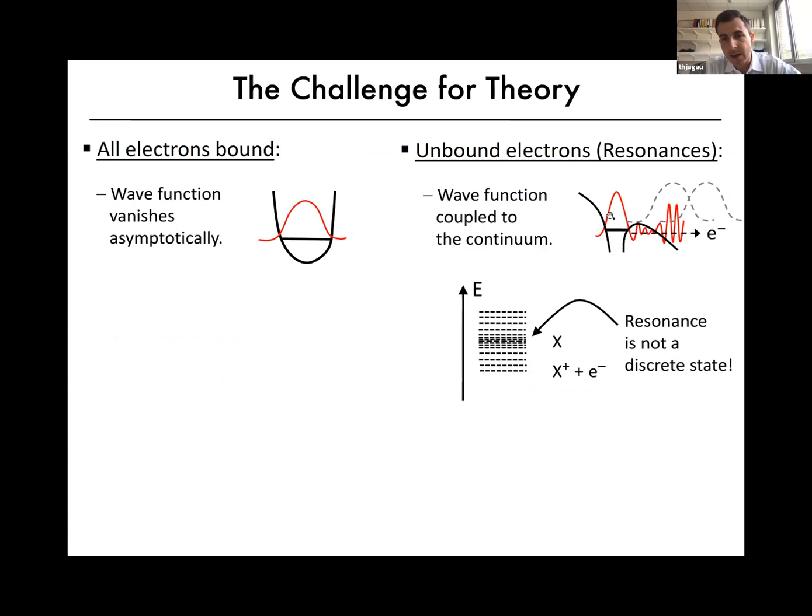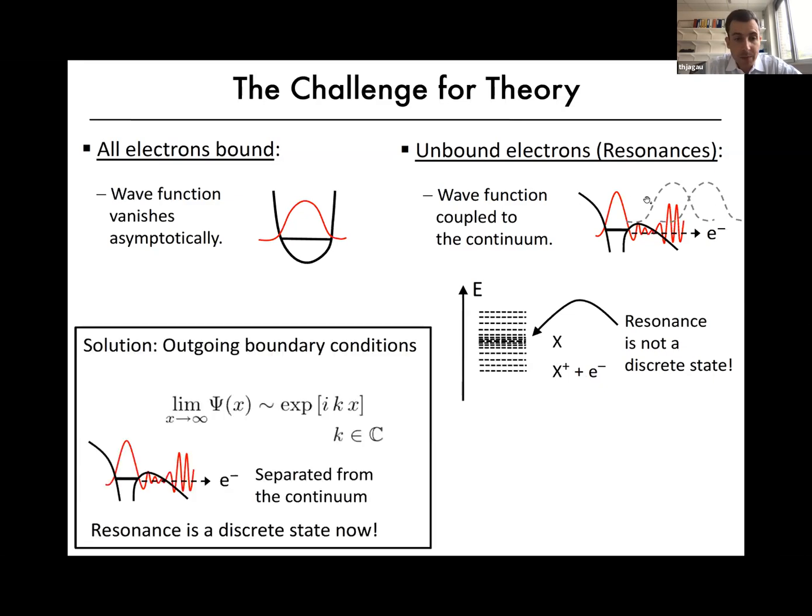The resonance, this red state here, is not a discrete solution, but it's embedded in the continuum and only an increase in the density of states. So the state that we want to describe, X, is actually embedded in the solutions of the cation and electrons, somewhat away or even further away. Those are the dotted lines in the plot here.